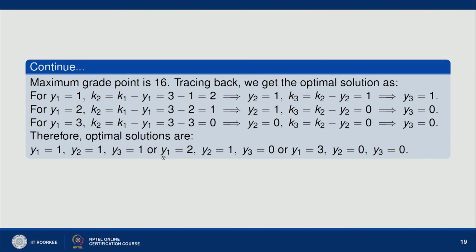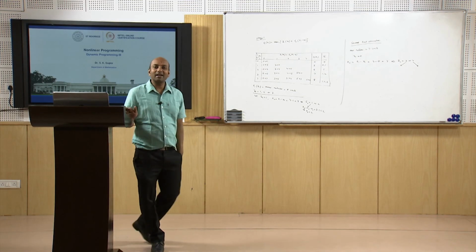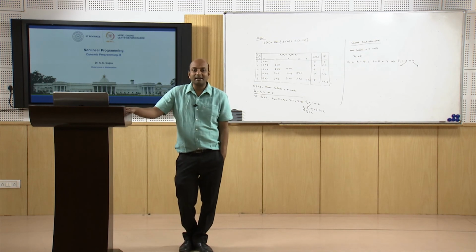Again, the second optimal solution is 2 1 0: 2 days for mathematics, 1 for circuit theory and 0 days for principal management. So, 2 days for mathematics is 6, and 1 day for circuit theory is 6, 6 plus 6 is 12, 12 plus 4 is 16. So, if you plan his study in this way, he will get the maximum credits.